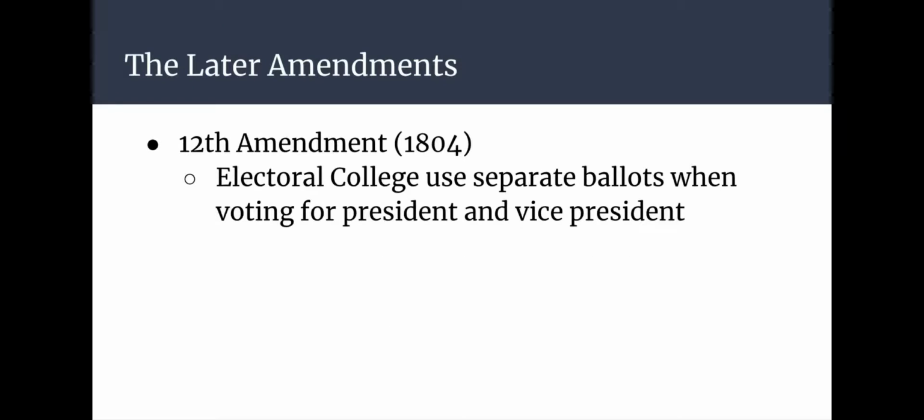In 1804, you had the 12th Amendment, where the Electoral College used separate ballots when voting for president and vice president. Up through that time, whoever came in second was elected as vice president, which was counterproductive in the sense that typically the vice president was bitter towards the president for not being chosen over the president.